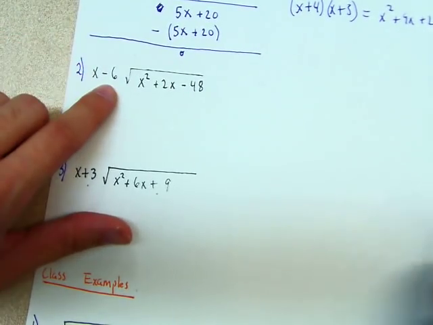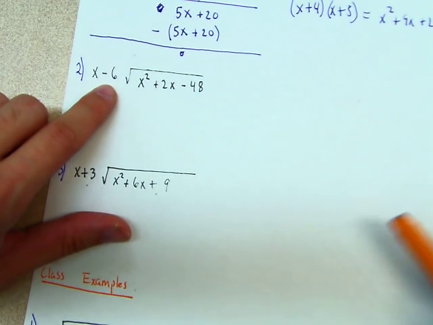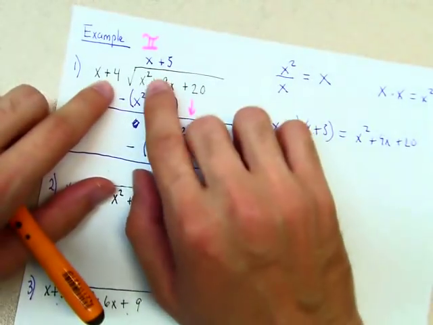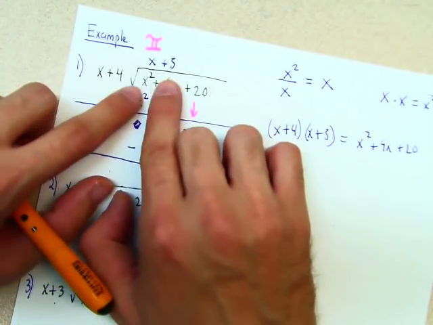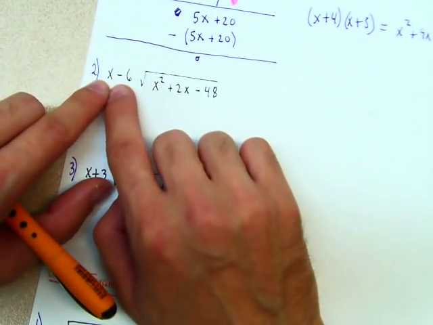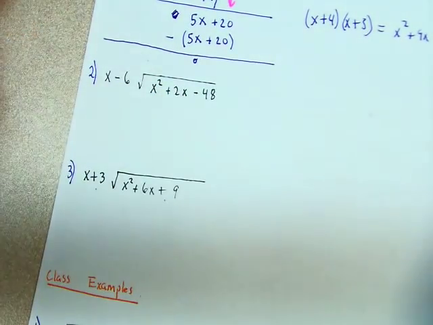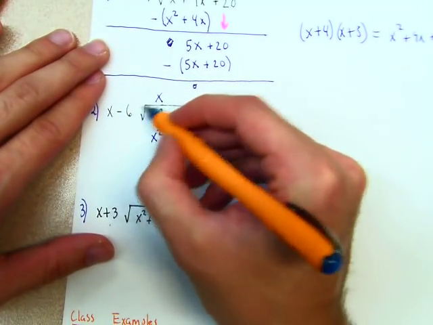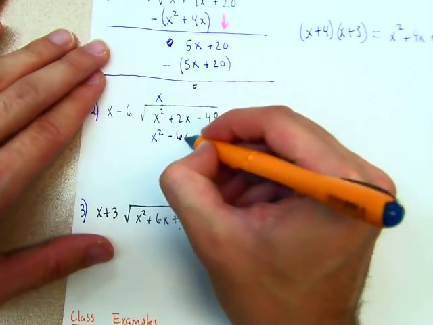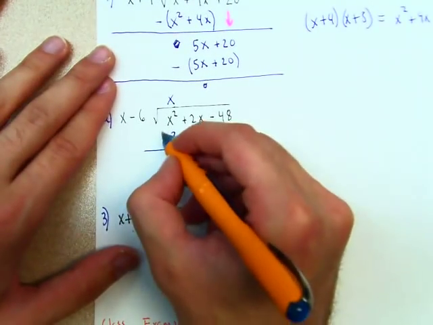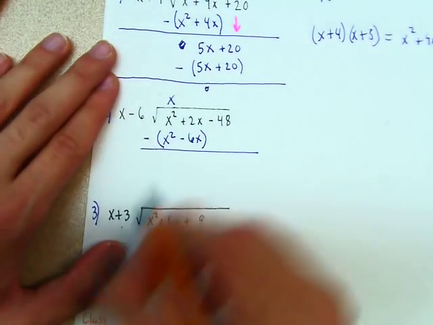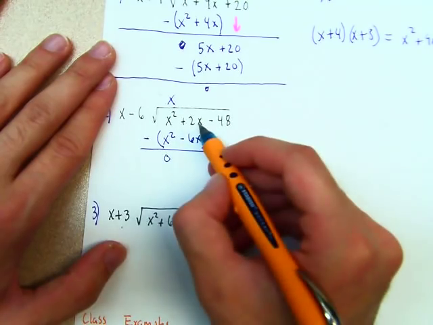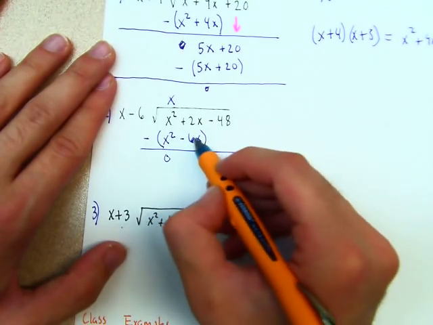Now let's try and do this question together. What are we going to ask ourselves? Here we said, how many times does x go into x squared? The same thing. And that will be x times x is x squared, and this x times this minus 6 is minus 6x. Okay? And then parentheses, we're going to subtract. x squared minus x squared is 0.